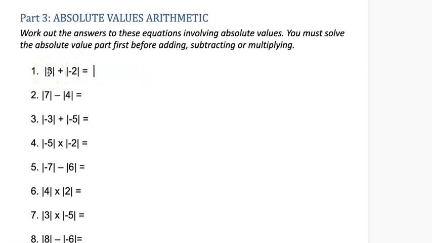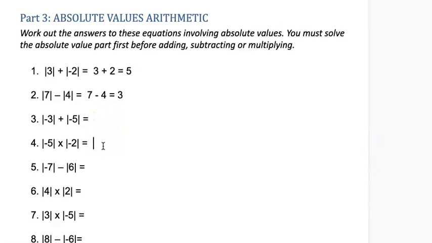So the absolute value of 3 is just 3. Keep the plus, and then the absolute value of negative 2 is 2. So then you add 3 plus 2, and you get 5. Same thing here, absolute value of 7 is 7. Keep the minus, absolute value of 4 is 4. See how easy these are? They're not supposed to be complicated.